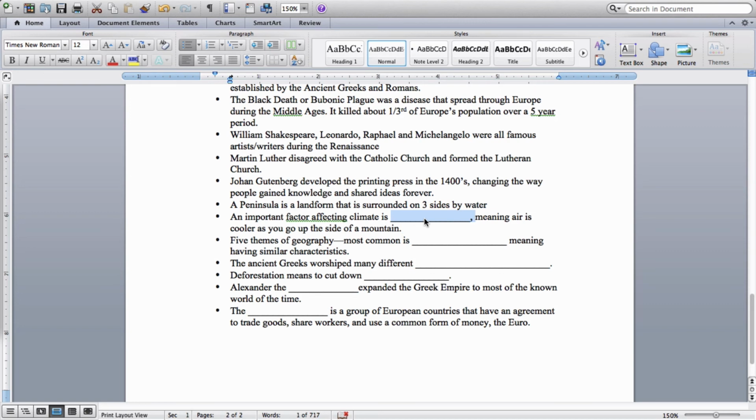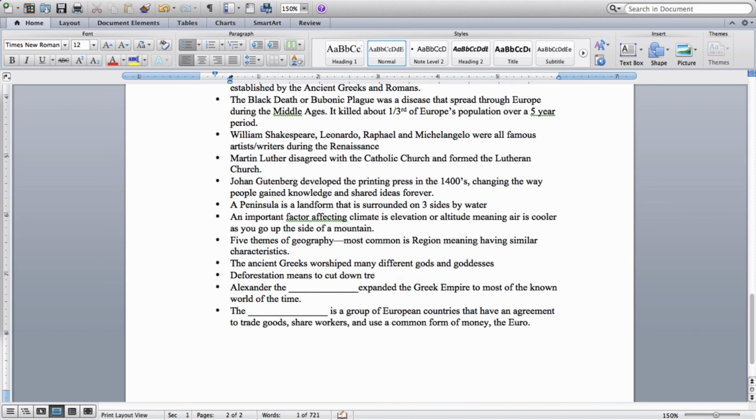An important factor affecting climate is altitude or elevation, meaning air is cooler as you go up the side of a mountain, or altitude. The 5 themes of geography. The most common is region, meaning having similar characteristics. The ancient Greeks worshipped many different gods and goddesses. Deforestation means to cut down trees.